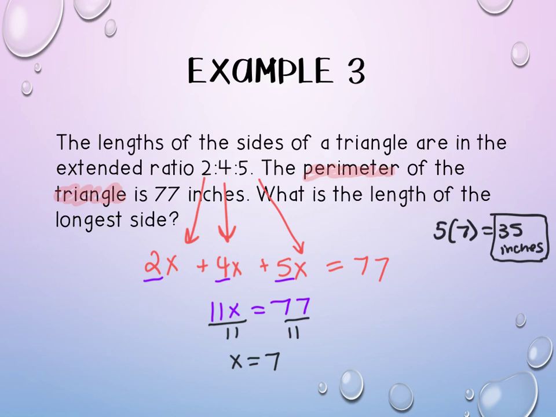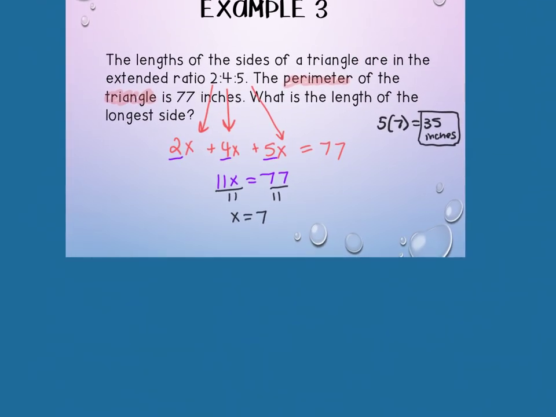Listen, because it asks for the length of the longest side. So the ratio 2 to 4 to 5 means the biggest is going to be the 5. The other thing you'll see with triangles, which I think there's one in the homework, is let's say that the ratio was 2 to 4 to 5, but it said the ratio of the angles in a triangle.